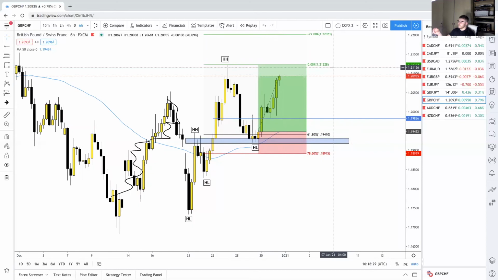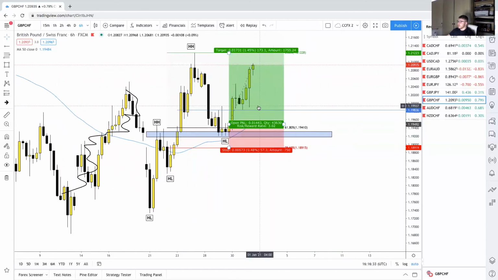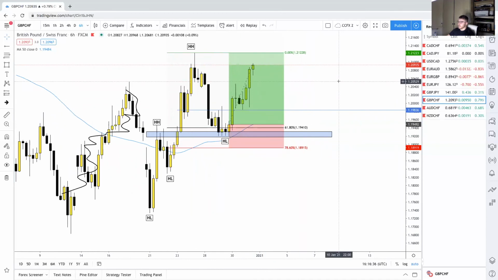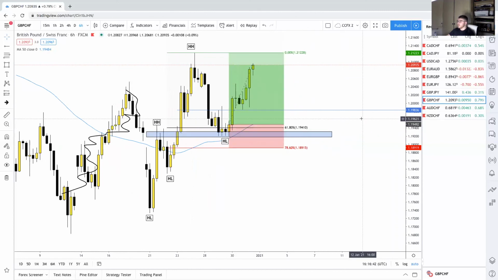I thought I'd just go through a bit of market structure, how I look at taking a trade. Obviously, I'm relying on Fibonacci, market structure, and the test of the old structure as well. So that's a breakdown of Euro GBP and GBP CHF.